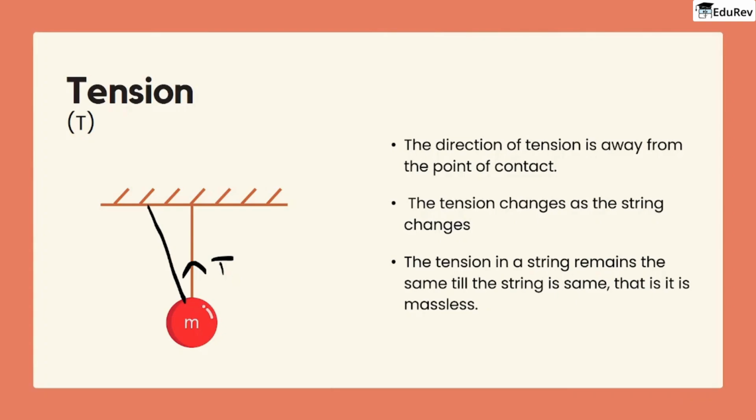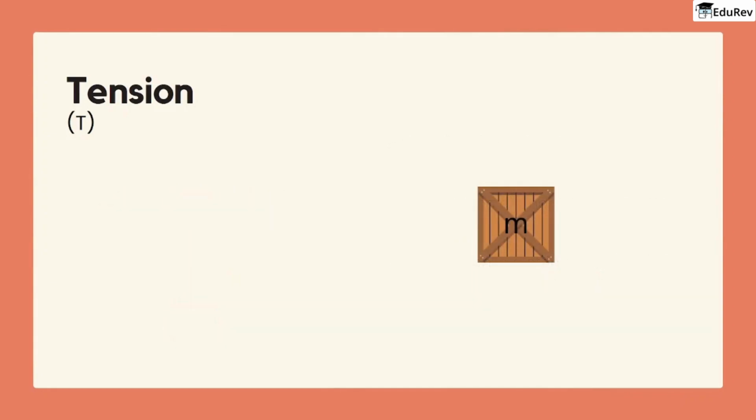Now let's try marking the direction of tension in this body. We have a mass m box which is attached to a string and is being pulled with the force F. What do you think is the direction of tension? Remember the points that we discussed earlier. Yes, according to the first point, the direction of tension is always away from the point of contact. This is the point of contact. This means the direction of tension would be in this direction.